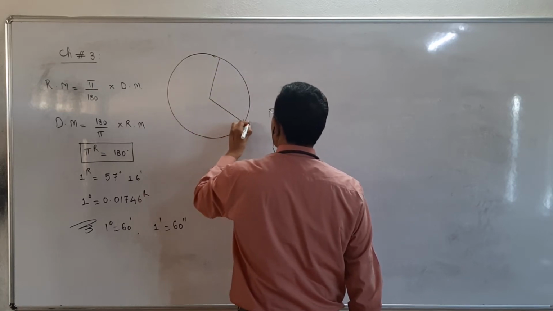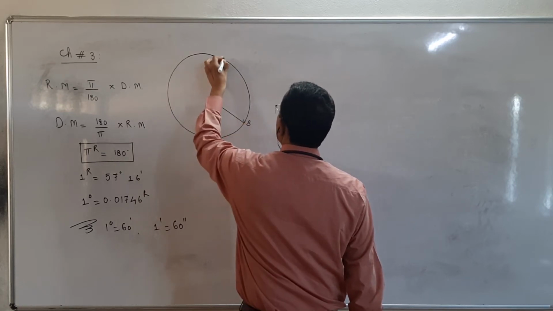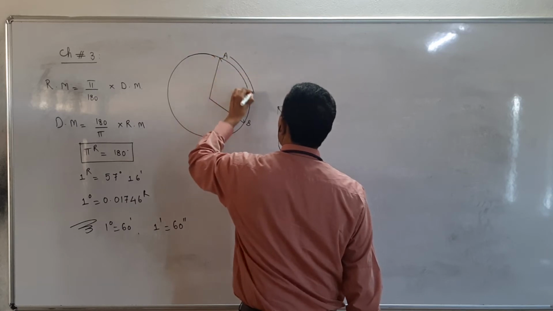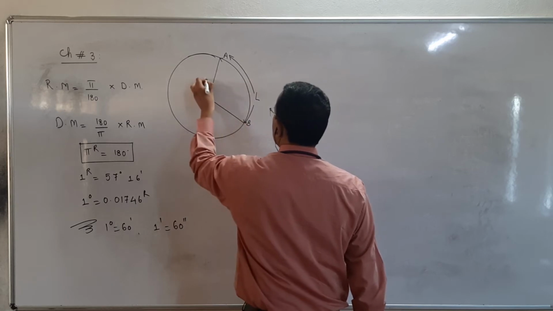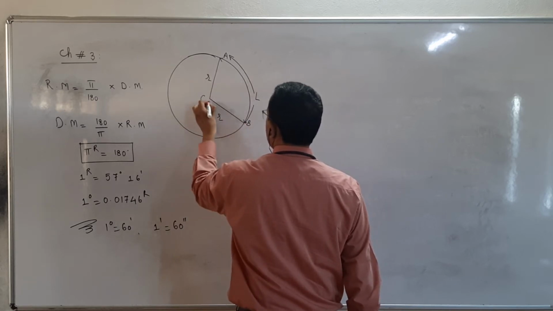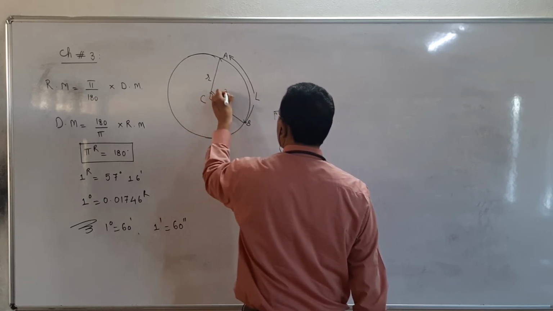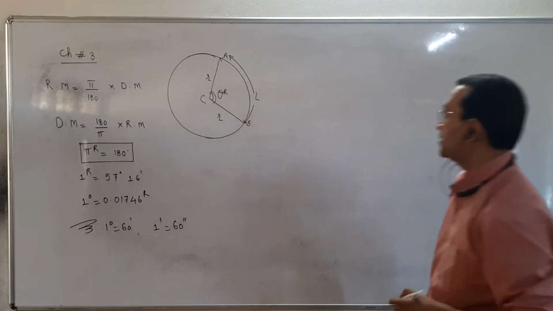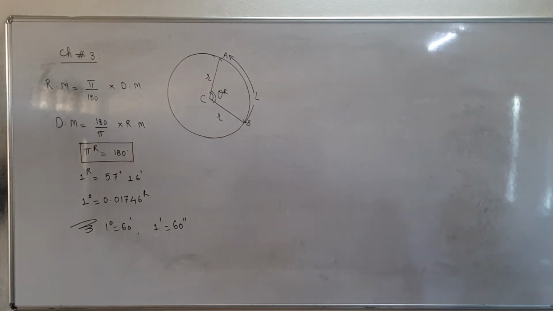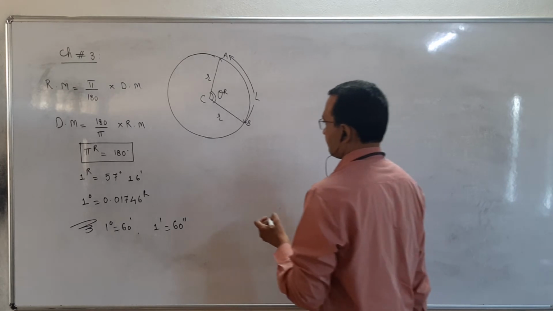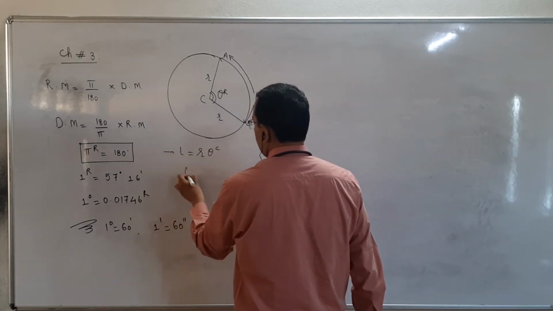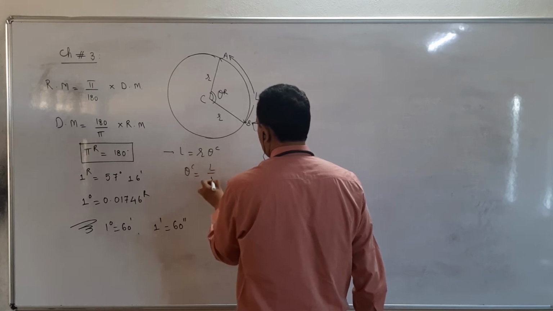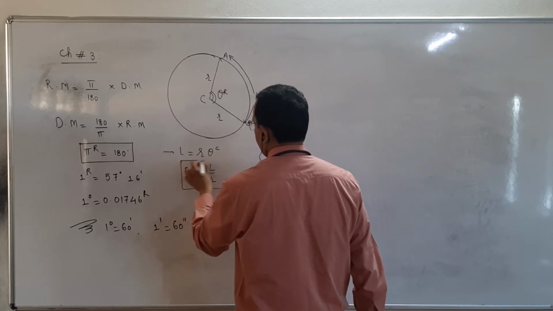Say this is an arc AB. Arc length is L. Radius of the circle is R. Center is C. Angle subtended is theta radian. Then arc length, students, L is equal to R theta radian, or theta radian is equal to L by R.